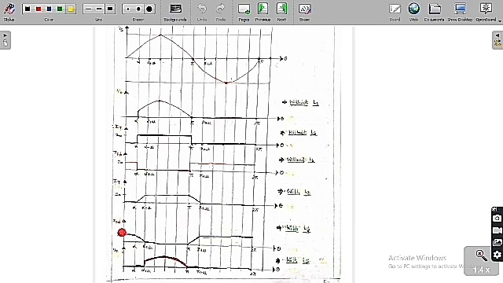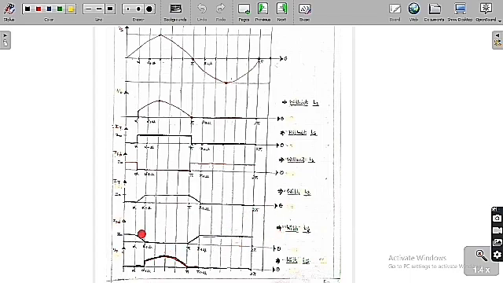Similarly, the freewheeling diode current. From 0 to alpha its value is I naught. After that, from alpha to alpha plus mu it is going to slightly decrease, and then up to pi it is 0. After that it cannot suddenly increase, so from pi to pi plus mu it is going to slowly increase, and then it becomes the same value, I naught. So because of the source inductance the current cannot change instantaneously. This is the nature of the thyristor current and also the freewheeling diode current with the effect of the source inductance.